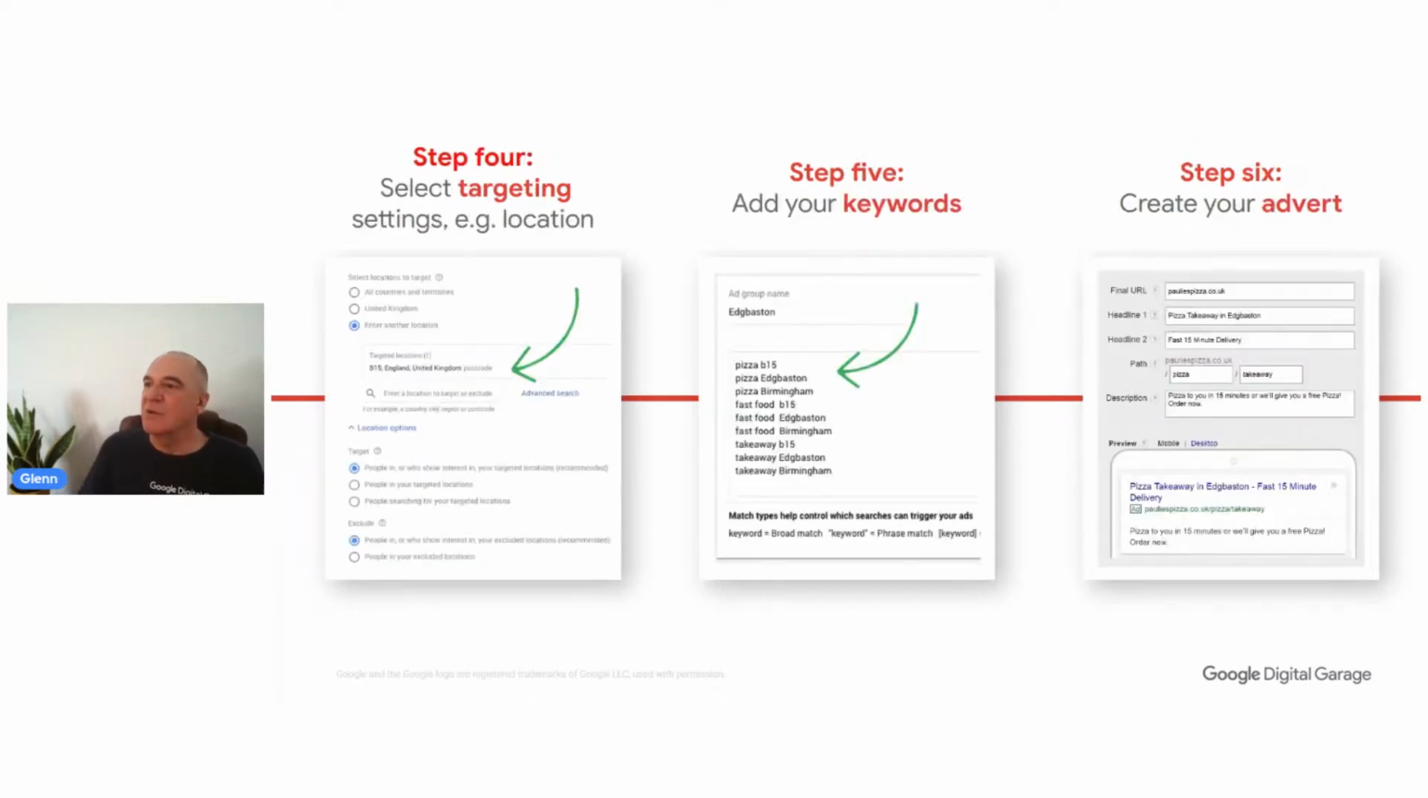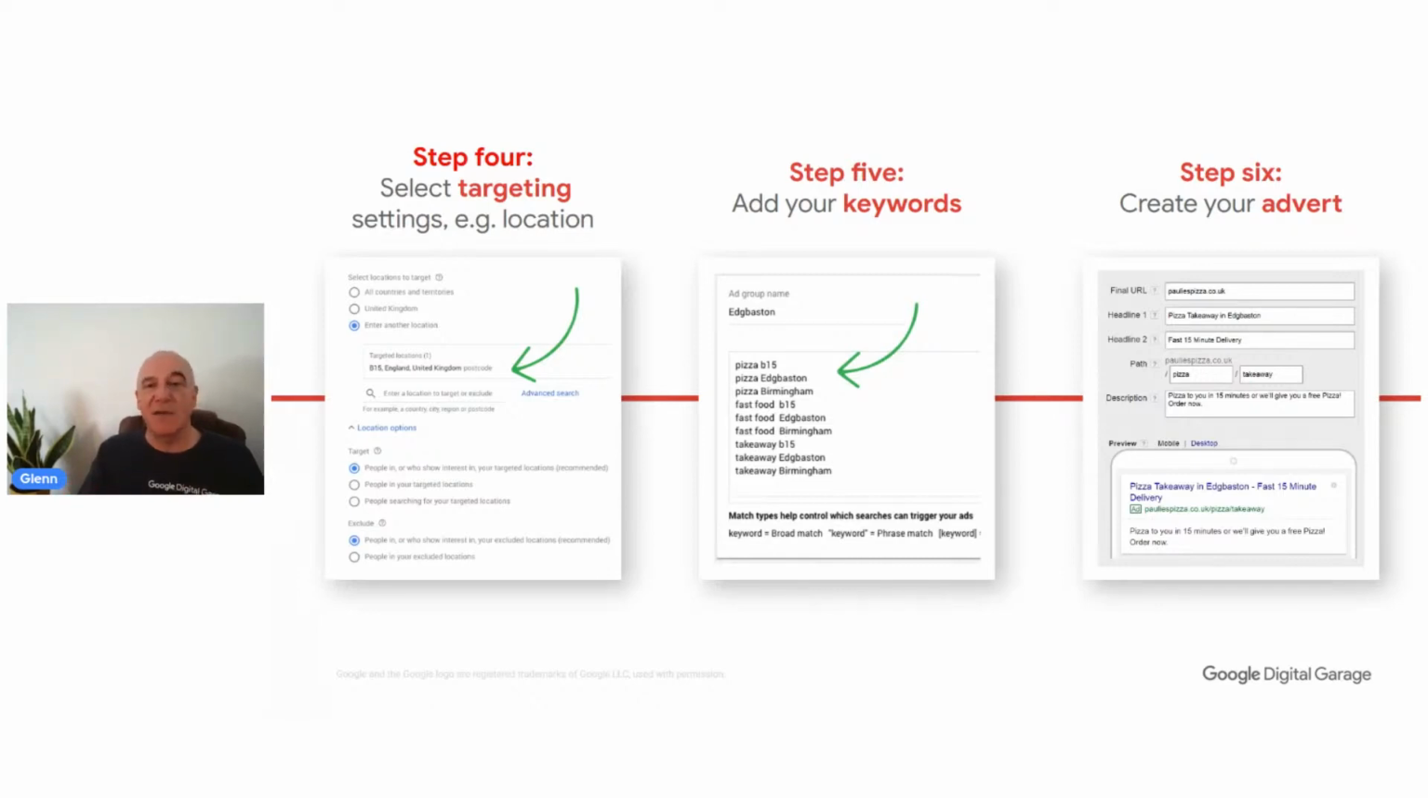Then we're going to do our targeting. So we've seen that for local businesses, targeting is absolutely key. You might be able to look, it says there at the top on the left-hand example, all countries and territories. You could go worldwide if your business can accommodate that. It could be just in the UK, or it can be specific. So you can target postcodes, you can target particular areas, regions.